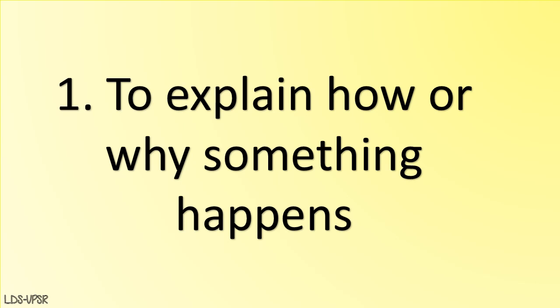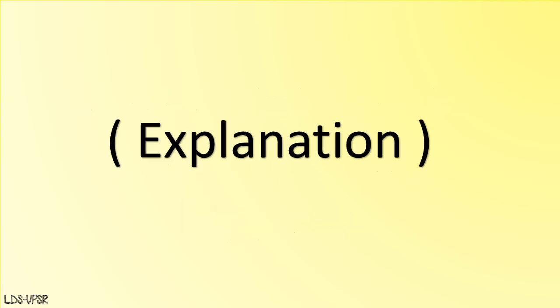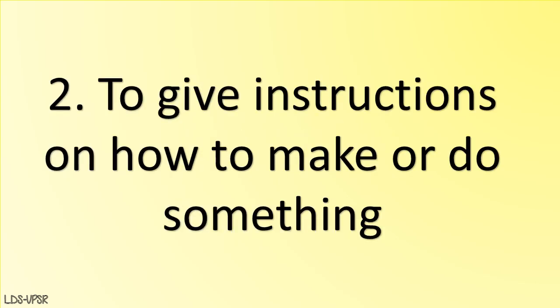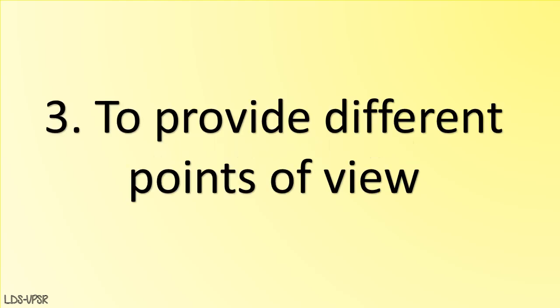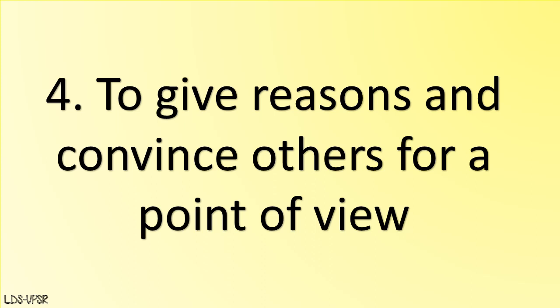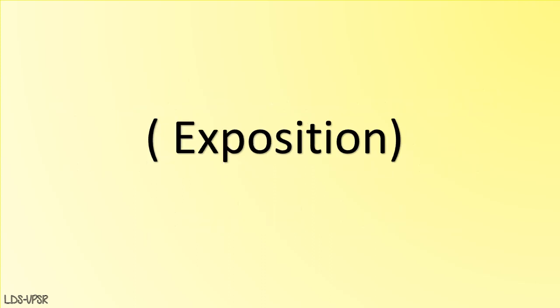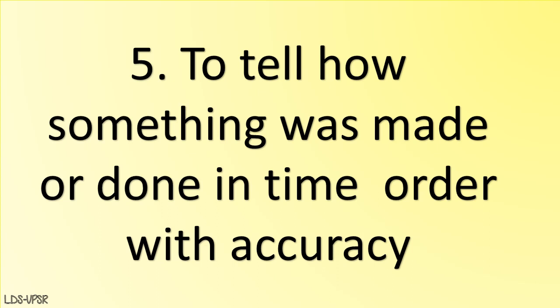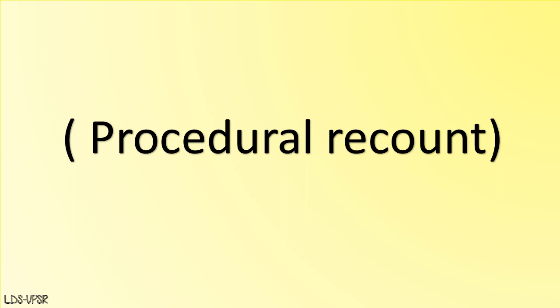Number 1. To explain how or why something happens. The answer is explanation. Number 2. To give instructions on how to make or do something. The answer is procedure. Number 3. To provide different points of view. The answer is discussion. Number 4. To give reasons and convince others for a point of view. The answer is exposition. Number 5. To tell how something was made or done in time order with accuracy. The answer is procedural recount.